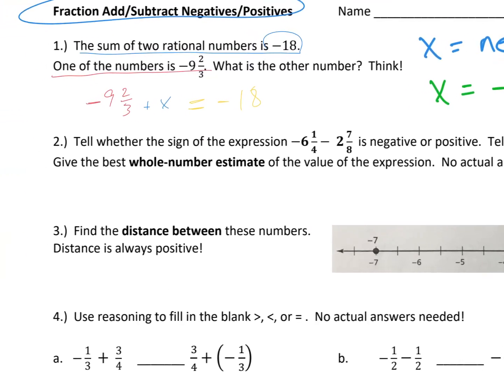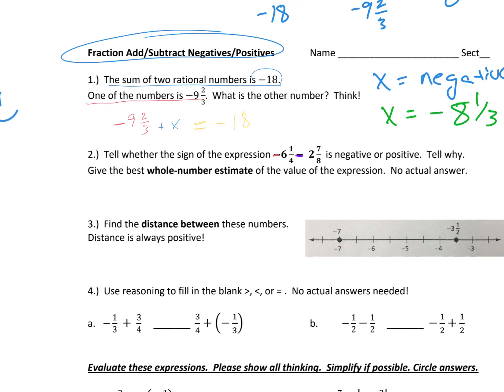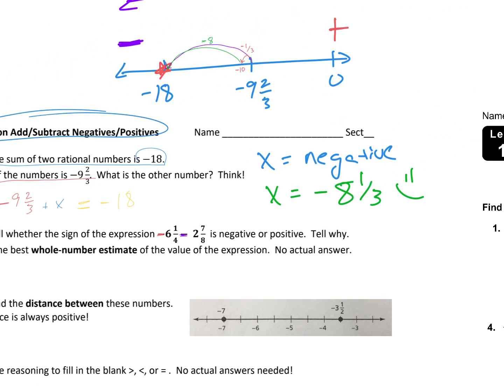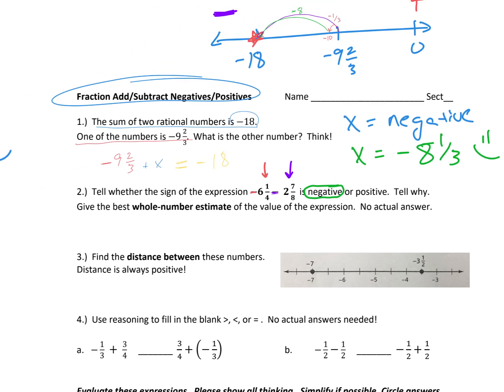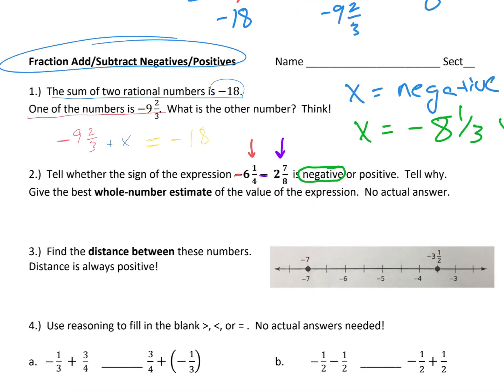Tell whether the sign of the expression is negative or positive. If you're like, what's a sign? That's a sign, okay? Tell whether or not it's negative or positive. Well, just like this one up here, if we begin at negative 6 and then go in the negative direction, dude, we're going to land on the negative part of the number line. You could explain it by using a number line, right?